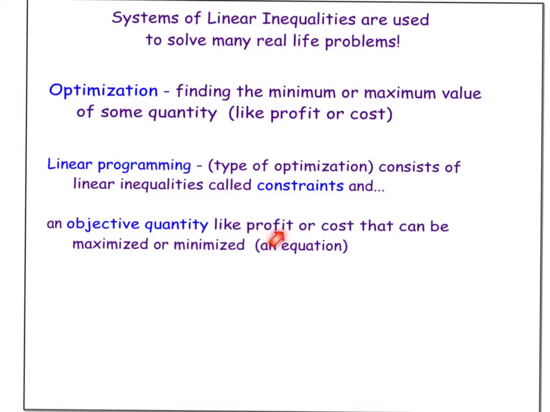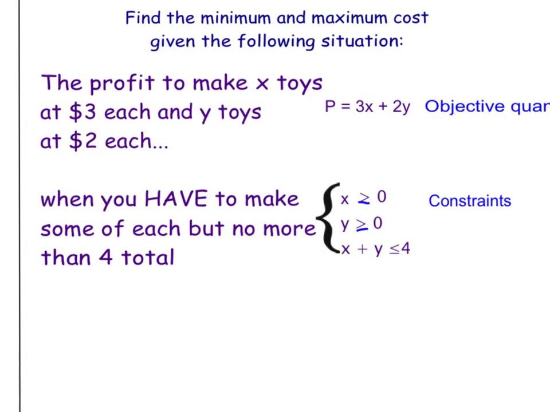For most of our problems, it will be either maximizing profit or minimizing cost. So for today's assignment, you're not going to have to write the objective quantity and the constraints. I have them written for you. For example, the profit to make X toys at 3 each and Y toys at 2 each. So it's a profit, so it's a P equals, and the X toys at 3 each, so the profit of 3, profit of 2. So that's the objective quantity.